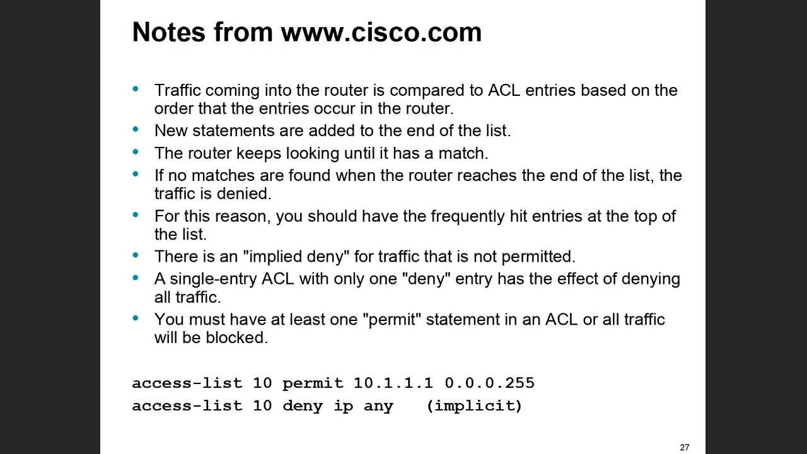So if I have an access control list that only has denies, and there's not one permit, all traffic is denied. That doesn't make sense. There should be some permit statements in there to allow the traffic that you want to be able to leave the network go in there.